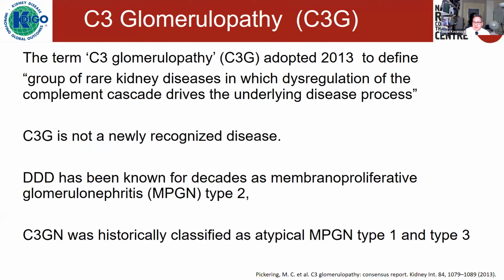C3G is not a newly recognized disease. The term was adopted in about 2013 to define a group of rare kidney diseases in which dysregulation of the complement cascade drives the pathology. Dense deposit disease has been known for decades and was known as MPGN type 2, whereas C3 glomerulonephritis was historically classified as either atypical MPGN type 1 or 3. But really, this new classification of C3 glomerulopathy allows stratification of complement investigations and patients into clinical trials.